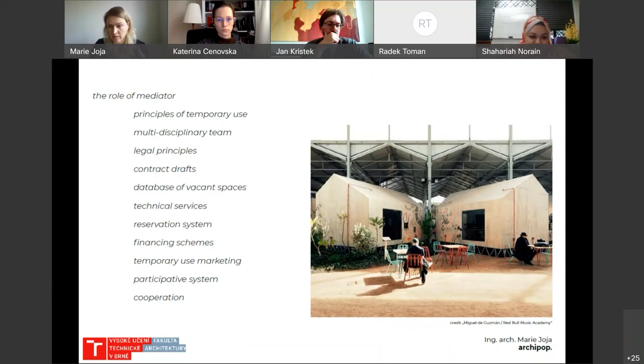I think the most important part when they are really dealing with the vacant spaces is the database of vacant spaces. And I came also to a point that they provide a reservation system where you can easily choose a property or choose the building and you can make a reservation for just one day to use it. And also there is the cooperation with the city and with the urban planning discourse and so on.